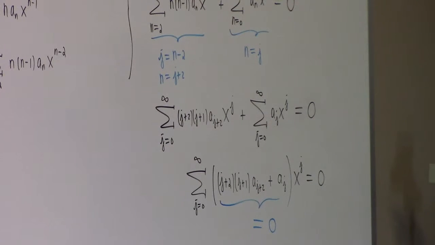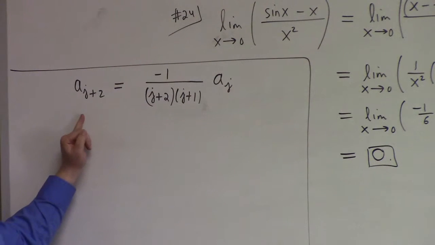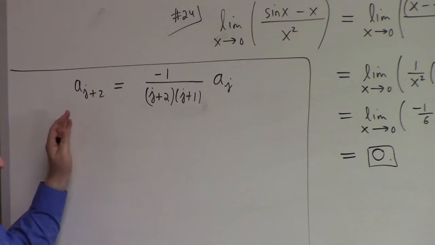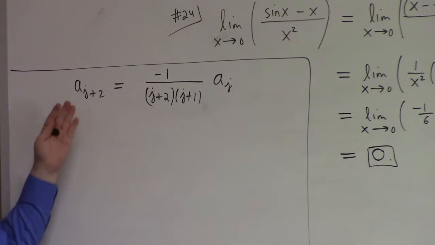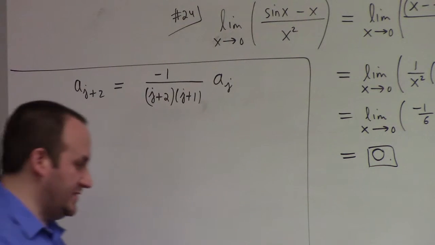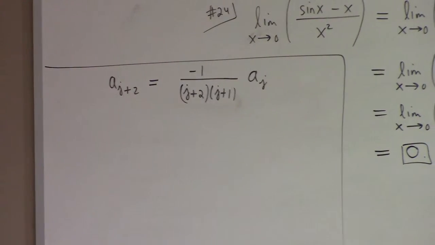And now what we do, this is a recurrence relation. See, it relates the j plus 2th one to the jth one. This is a recurrence relation. And the way to solve these is just to get down and dirty and start plugging in some numbers and try to ascertain a pattern. So we're just going to start plugging in some numbers, like plug in 0, plug in 1, plug in 2, plug in 3, plug in 4. What happens?